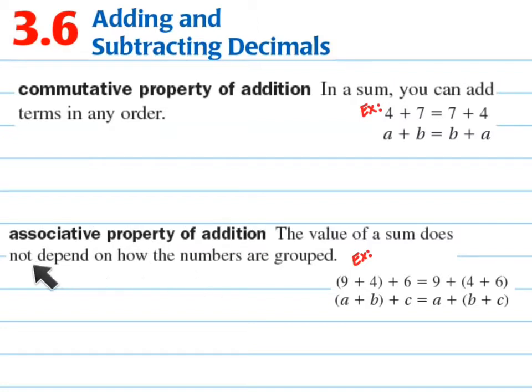Also, we're going to talk about the associative property of addition. The value of the sum does not depend on how the numbers are grouped. So grouping doesn't matter. And so we're going to say, well, 9 plus 4, and then plus 6, and then 9, and then you do 4 plus 6 first. So it doesn't matter how it's grouped. And we'll talk a little bit more about that with a little illustration.